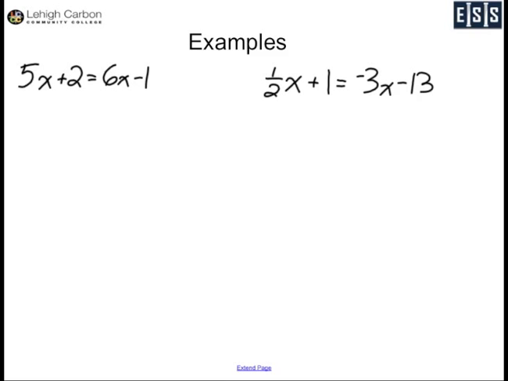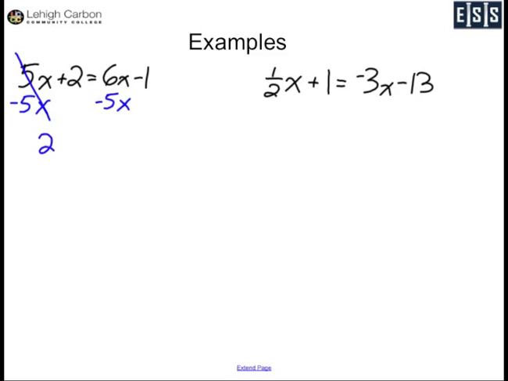I have 5x on the left, 6x on the right. I need to move them all to the same side. I'm going to move my 5x to the right with my 6x. To do that, I'm going to subtract 5x from both sides. That way these cancel, just like if I was moving the constant over.